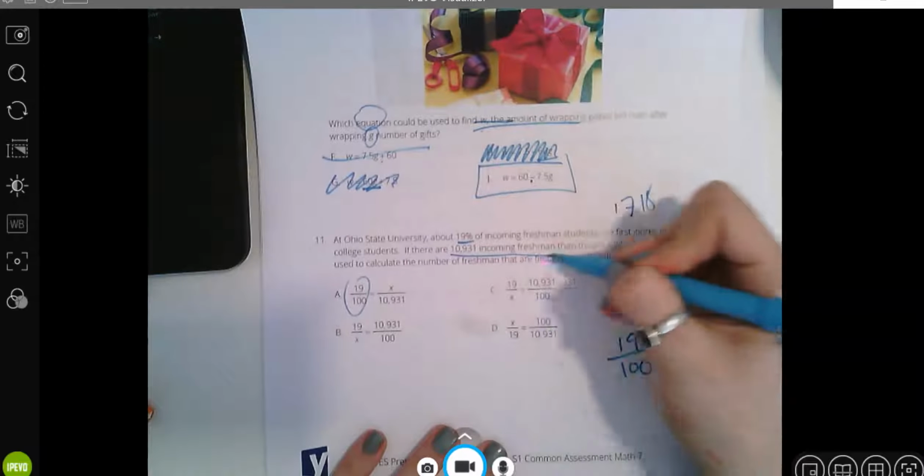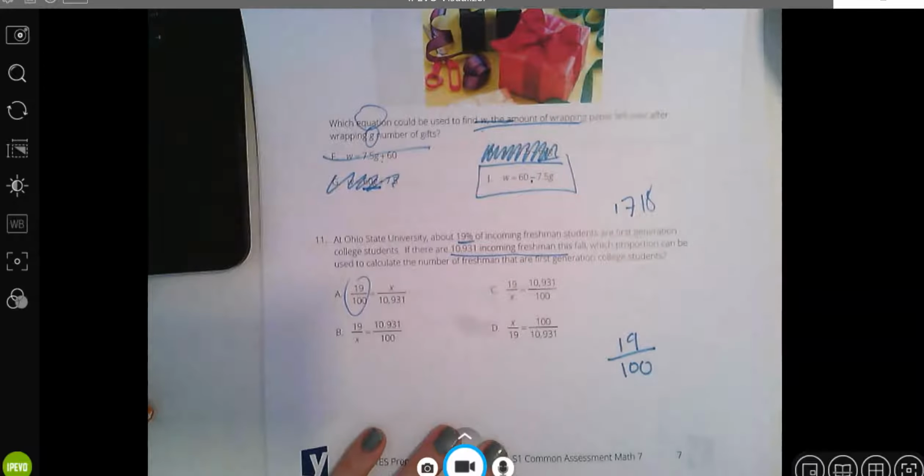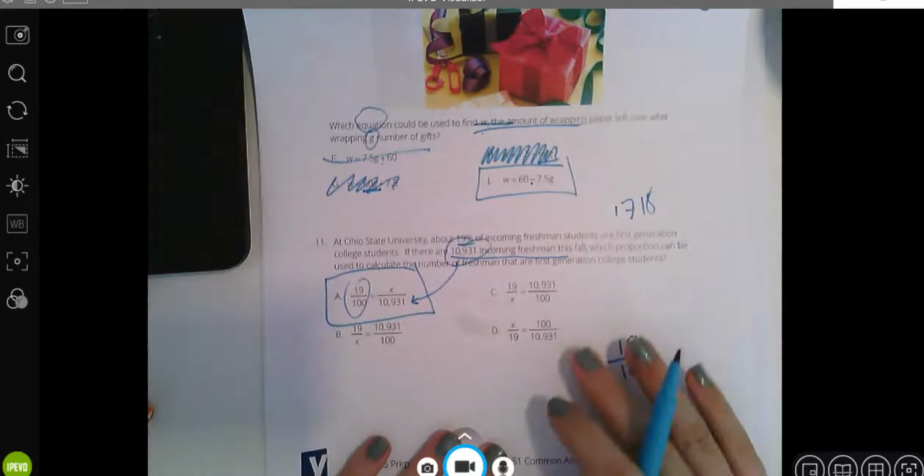There are this many total freshmen, and only part of them are first-generation college students. So we are also looking for a proportion where 10,931 is in the denominator. But check it out. That was a pretty fast one. And we can move right along.